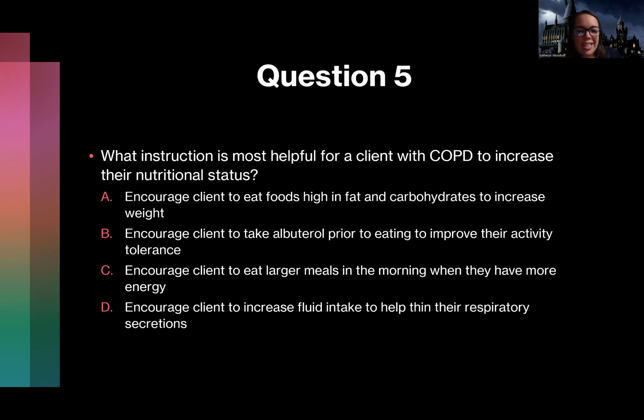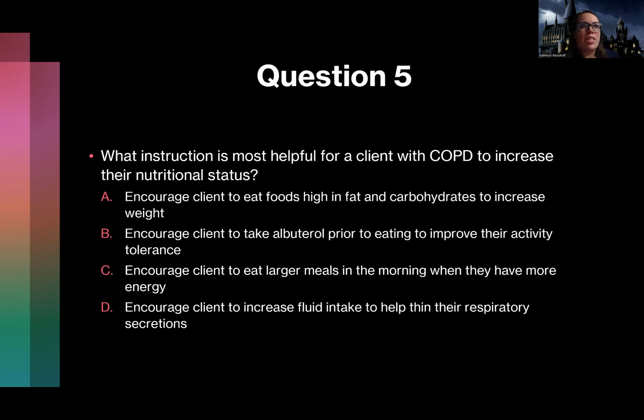Answer C, encourage client to eat larger meals in the morning when they have more energy. If I remember correctly, I do not want them to have large meals. They can't really tolerate that, small meals throughout the day. And I think we also teach them energy conservation, so we don't want them to overload themselves at one time. We want them to spread out all their activities throughout the day. So I don't really like that.